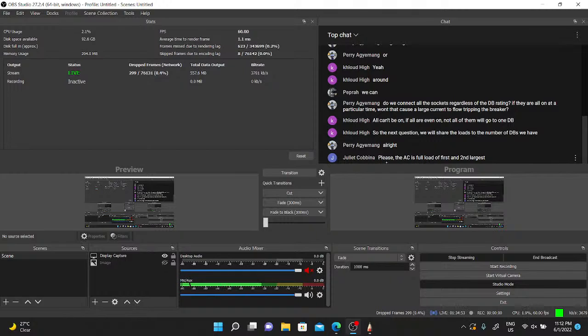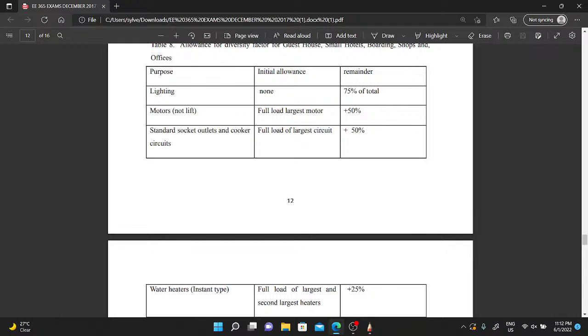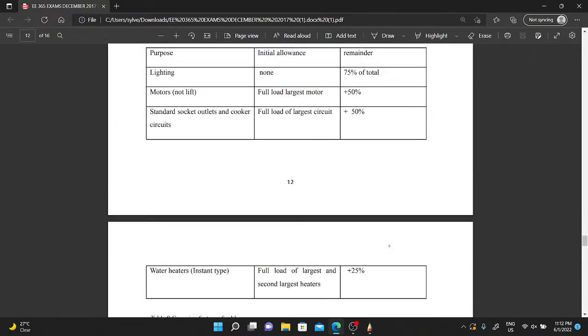Juliet is saying that AC is full load on the first and second largest. That sounds new to me. Please, can anyone confirm that? Anyone to confirm that, and then we'll move on.